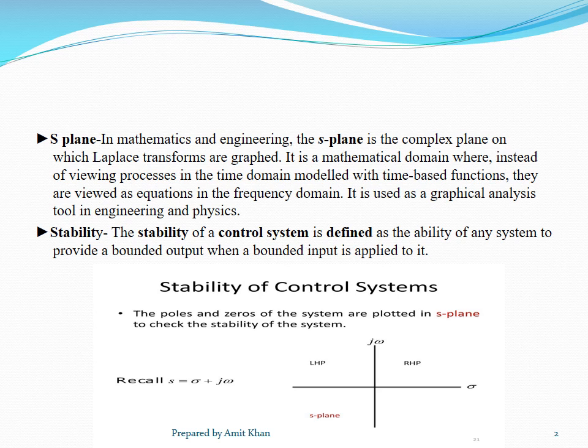Next is what is stability. The stability of a control system is defined as the ability of any system to provide a bounded output when a bounded input is given. So if I give a bounded input and I get a bounded output, I may call the system a stable system.